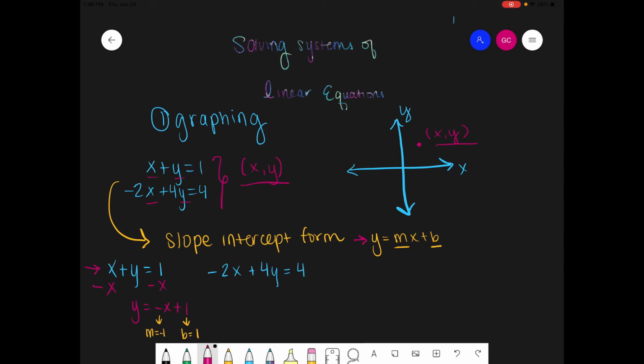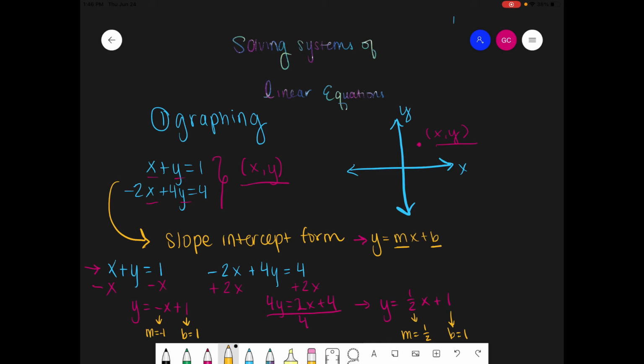Okay, so similarly for our next equation, we're just going to add this 2x to both sides. Again, we're trying to get this y isolated here. So that leaves us with 4y equals 2x plus 4. Now if we divide everything by 4, that leaves us with y equals 1/2 x plus 1. And again, we are now in slope-intercept form where our slope is a half and our y-intercept is 1.